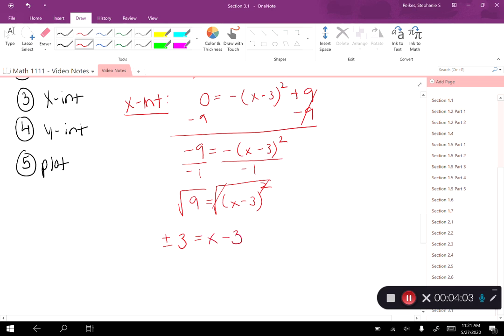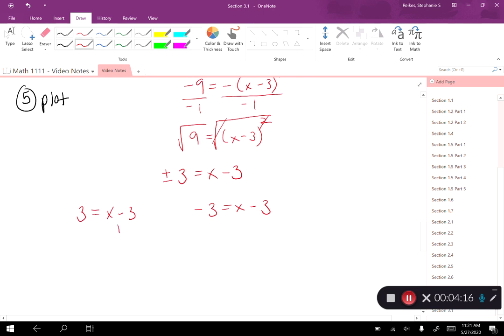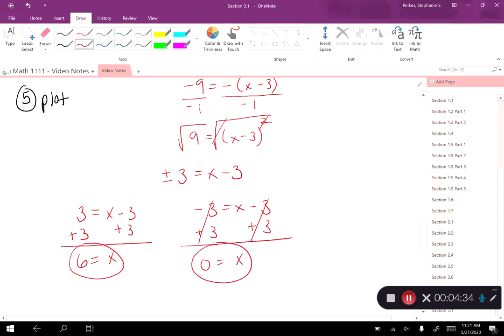Alright, now we have 2 solutions, so let's remember to split that up into 2 parts. That's going to be positive 3 equals x minus 3, and negative 3 equals x minus 3. Solving for x, add 3 to both sides, and we get x equals 6, so there's one x-intercept. And again, over here on the right, let's add 3 to both sides. This time I get x equals 0 as my other x-intercept.